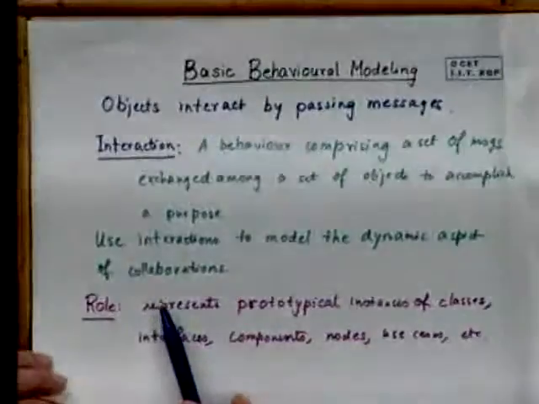In the last class, we were talking about basic behavioral modeling. We said that objects interact by passing messages, and an interaction is a behavior comprising a set of messages which are exchanged among a set of objects with the objective of accomplishing some specific task. We use interactions to model the dynamic aspect of collaborations.